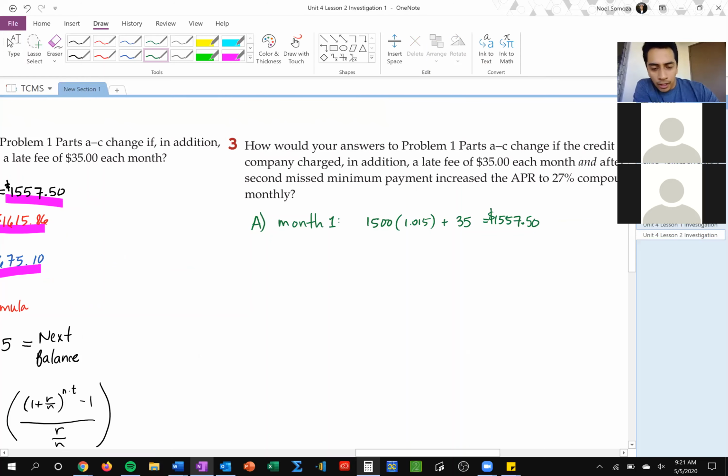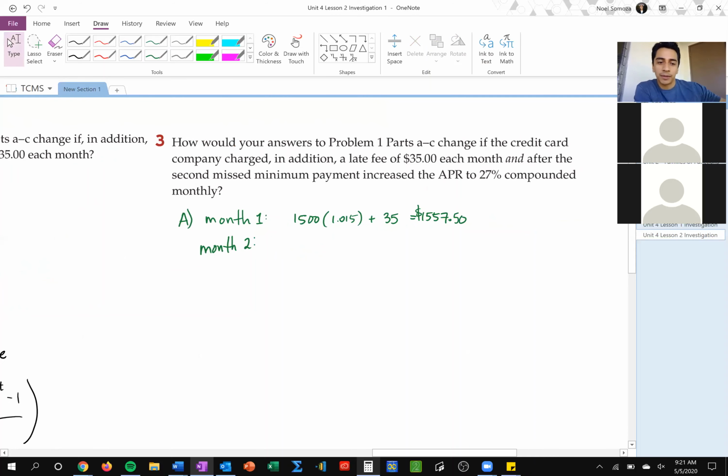Okay. All right. Then month 2 comes around. It says that they will increase the APR after the second missed payment. So for month 2, this still falls within the same rate that you started with. So the starting balance for month 2, 1557.50, you still get to multiply this by 1.015. That's the 18% divided by the 12 months. And then you add the penalty of 35 to it.